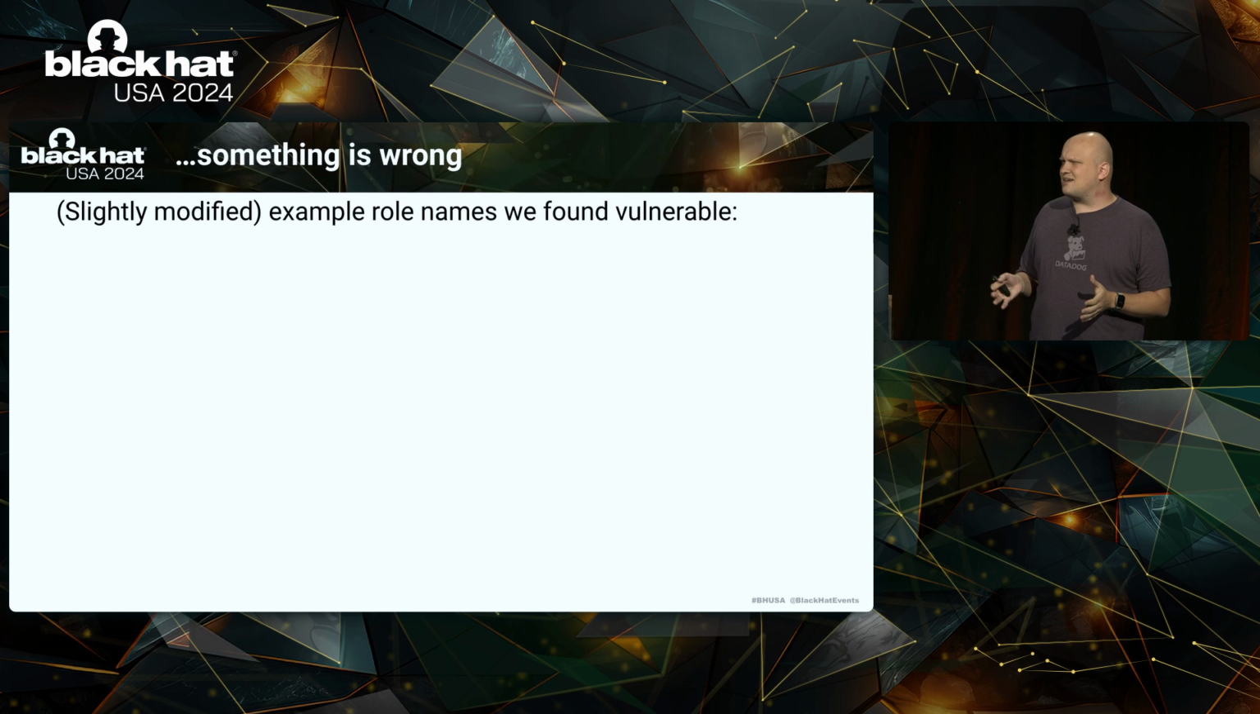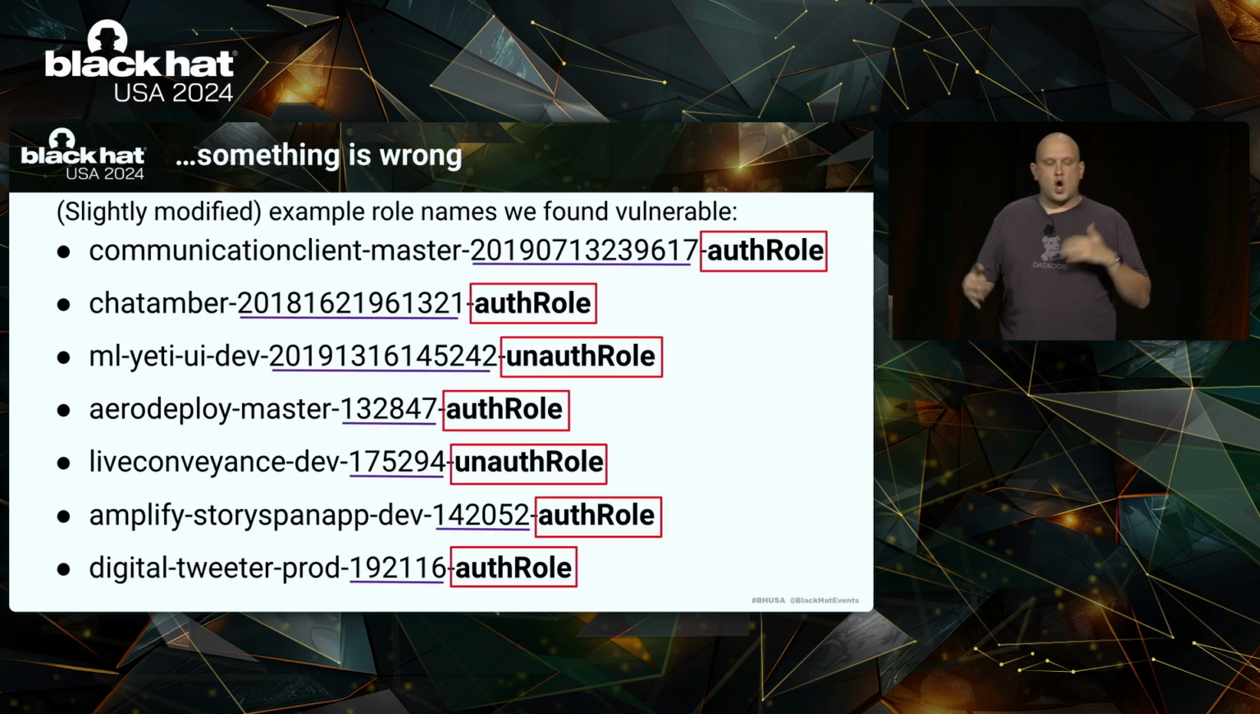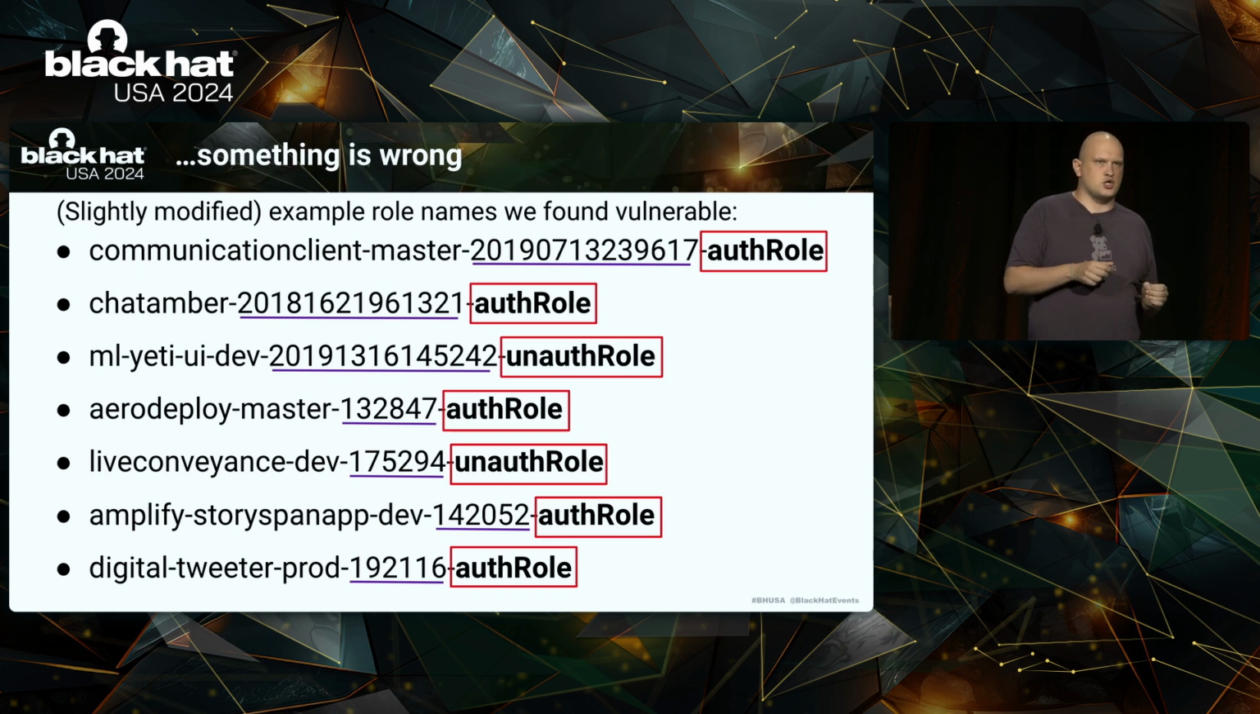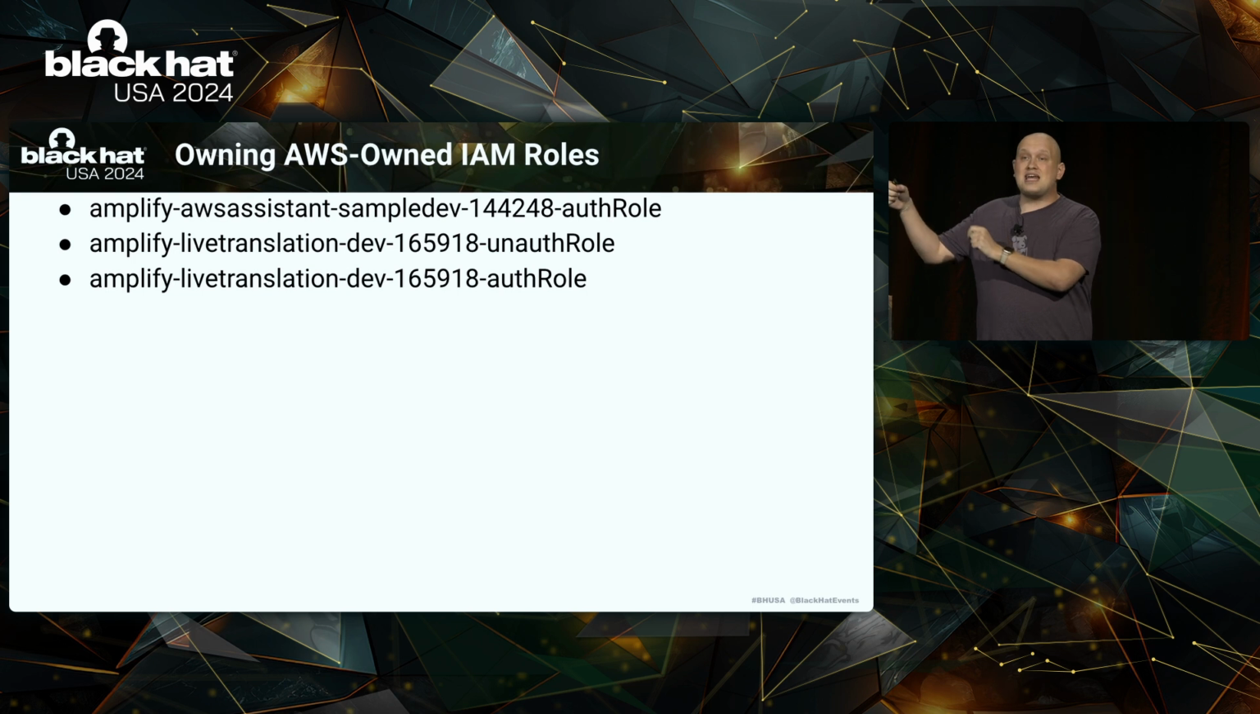So why was it then that the overwhelming majority of roles that we found to be vulnerable all had this weirdly specific naming convention? What you see here on the slide are a handful of real roles that we found in the wild that were vulnerable that we've slightly modified the names of so as to respect the anonymity of their owners. Now, what made these roles so strange was that they all ended in either auth role or unauth role. And additionally, they had timestamps dating back to either 2018 or 2019, or they would have a 6-digit integer. Presumably, these were the newer ones. To make things even more strange, we actually found 3 roles that were vulnerable that belonged to AWS themselves.